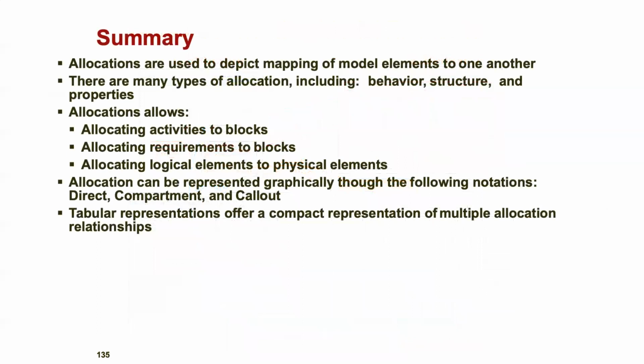So allocations are used to depict mapping of model elements to one another. There are many types of allocations, including behavior, structure, and properties. Allocations allow allocating activities to blocks, allocating requirements to blocks, allocating logical elements to physical elements. Allocation can be represented graphically through a variety of notations: direct, compartment, and callout. Tabular relationships offer a compact representation of multiple allocation relationships.